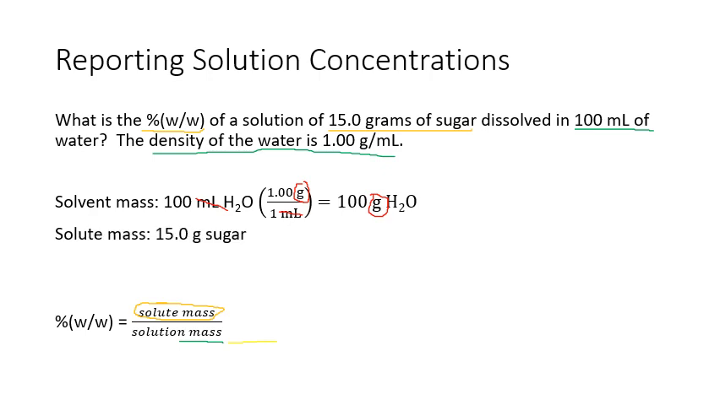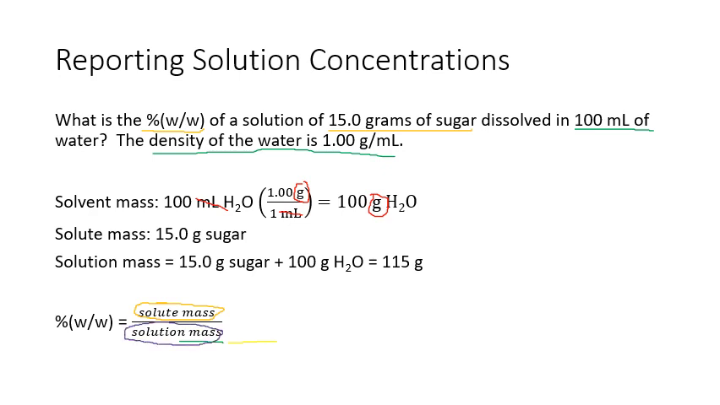Now this solution has 15 grams of sugar and 100 grams of water. So the total solvent mass is 100 grams. The total solution mass, which is the mass of the solute plus the solvent, is the 15 grams of solute plus 100 grams of solvent, which means our total mass for this system is 115 grams. And that's the value we're going to use down here for the mass of solution. We need the mass of the solution, which is the mass of both the water and the things dissolved in it, in this case the sugar and the water together.